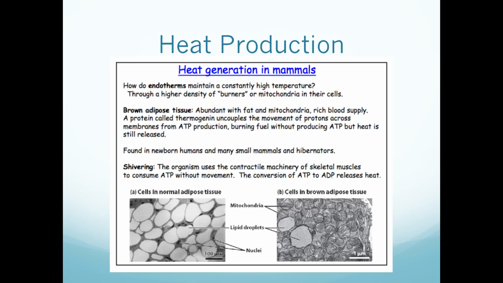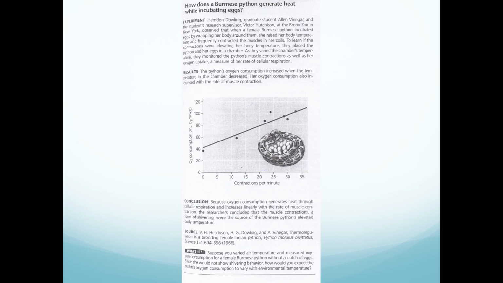Now, in contrast to that, a lot of organisms do shiver, but in these cases, the skeletal muscles are going to be burning ATP, and that burning of ATP releases heat. So when you're shivering, the way your body is trying to heat itself up is by breaking ATP into ADP, and you're releasing heat. So, pretty neat, two examples of heat generation in mammals.